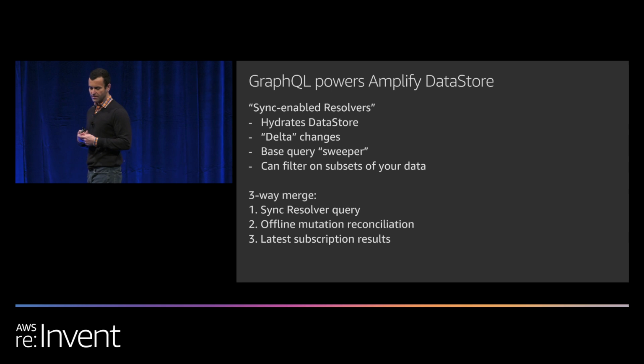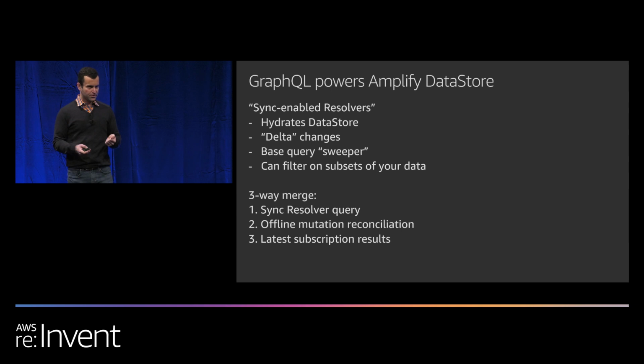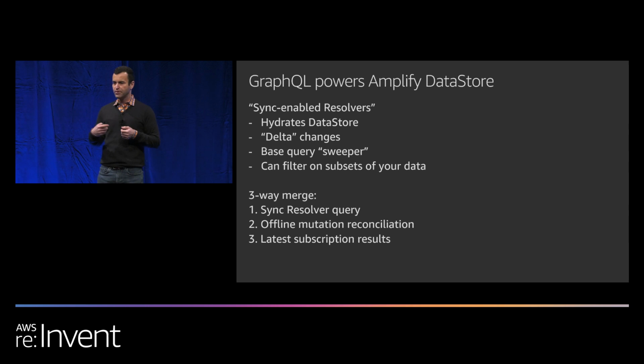Finally, when we get data from the back end, you've got to remember we're dealing with offline mutations, queries, as well as subscriptions coming in. We sequence these in an order so that you get a three-way merge. And this is pretty important because if you have a high velocity system where there's a lot of writes coming in, clients are getting updates and their versions might be out of order. This allows us to reconcile them in the appropriate way.